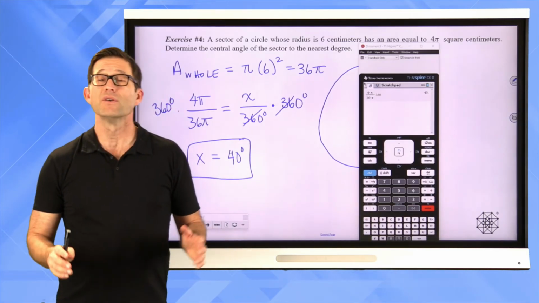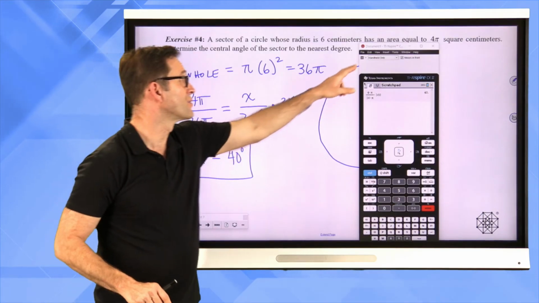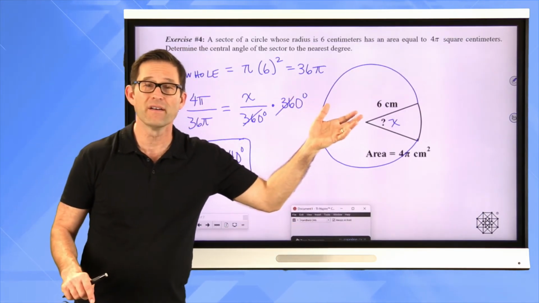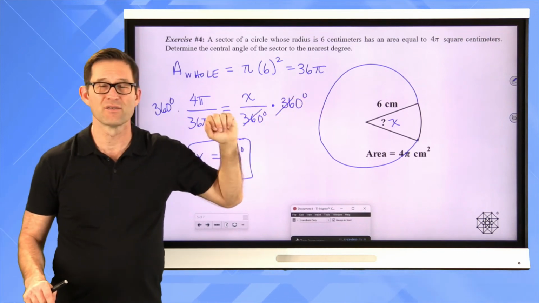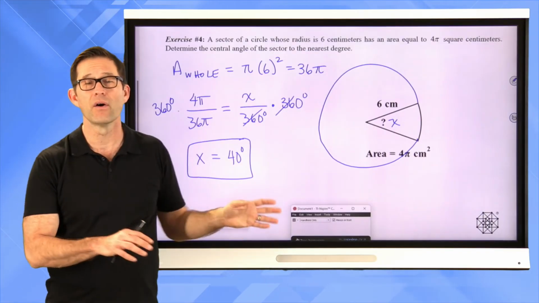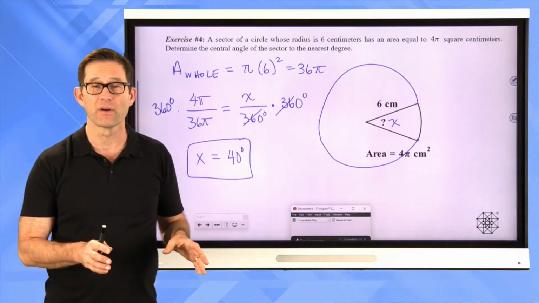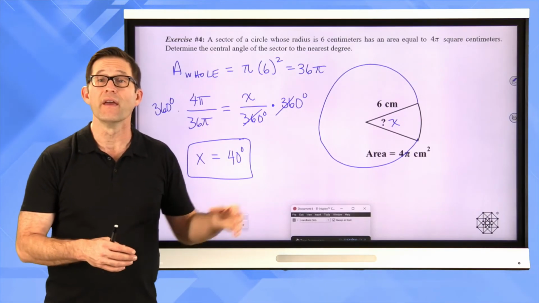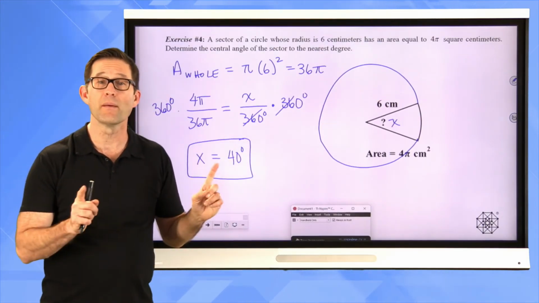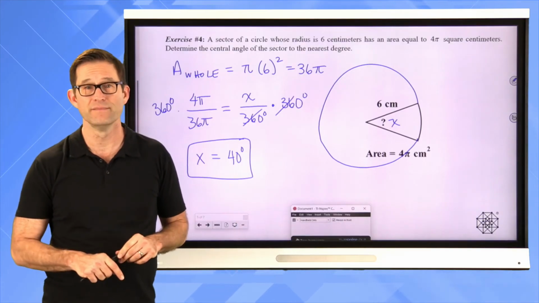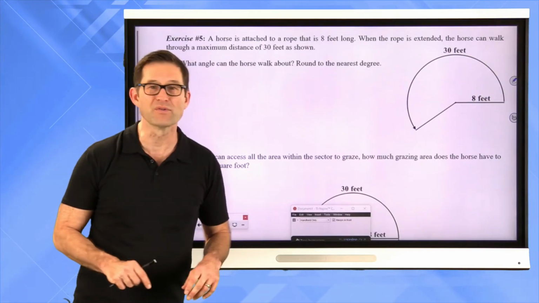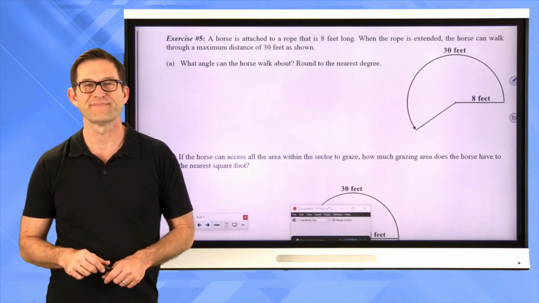It's that easy. So the moral of the story is, if you are given the area, or the radius or whatever, and the central angle, you should be able to calculate the area or the arc length of the sector. And the flip side of it is, if you're given the area or the arc length of the sector, you should be able to then calculate the central angle. All right. So let's take a look at one last problem. Maybe our most complicated one, exercise number 5.